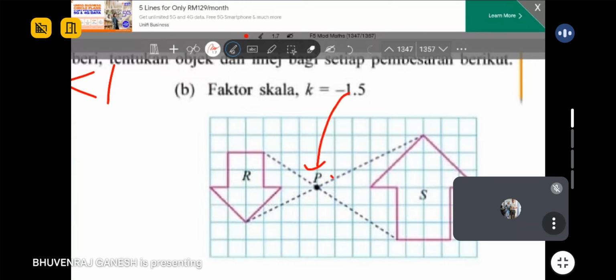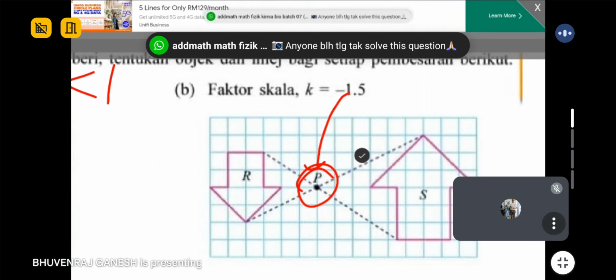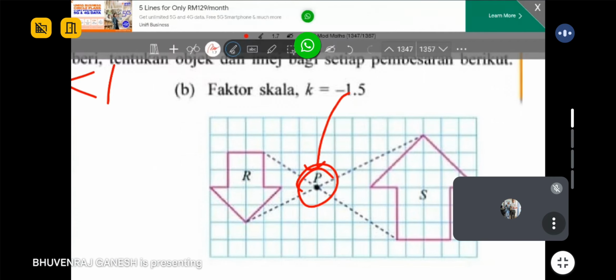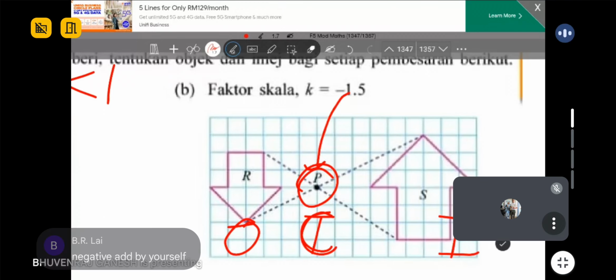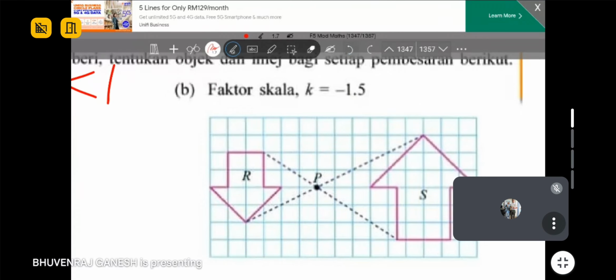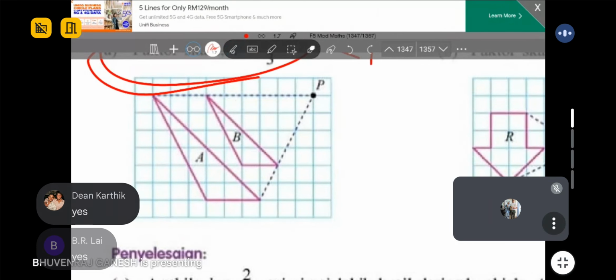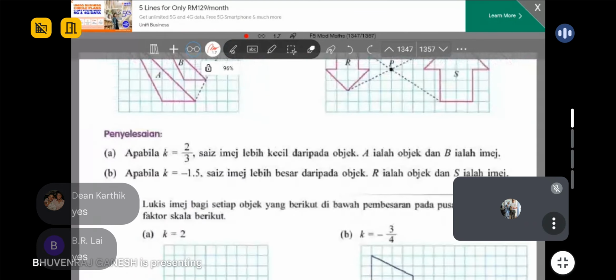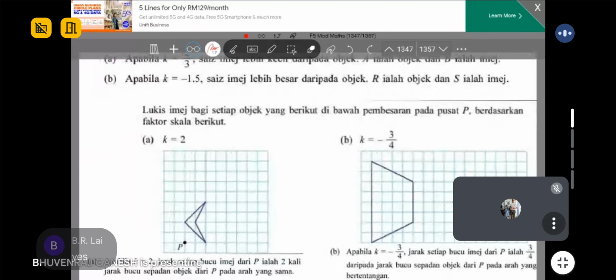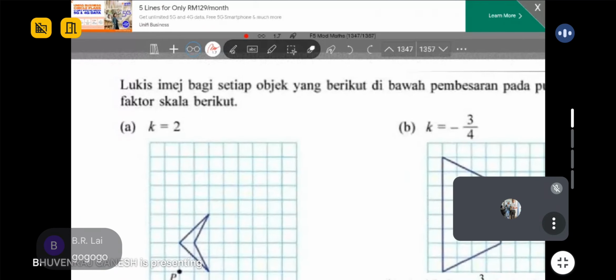Don't care about the negative. The negative is because your center is in the middle, between the image and object. This one is object, center, image: OCI. The negative you add by yourself. Okay, guys, are you all clear? So this one is like that. You can see over here. Now we are going to draw.